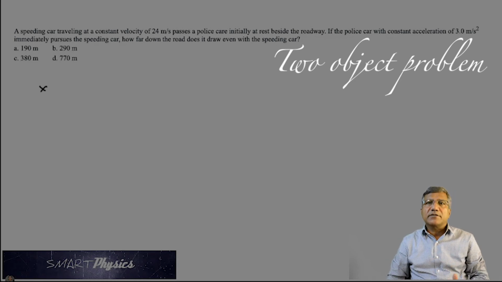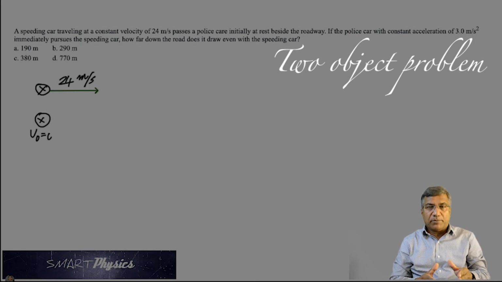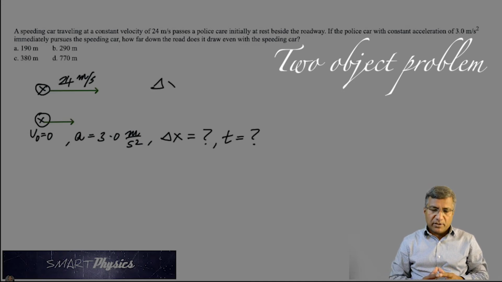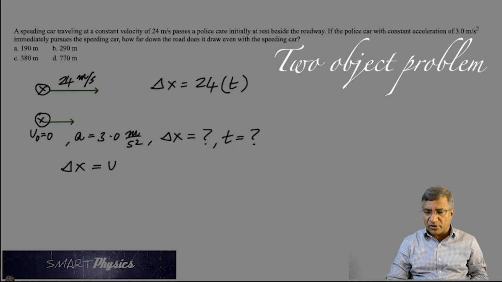So here it is. For the speeding car, 24 meters per second. For the cop, the initial velocity is 0. Acceleration is 3.0 meter per second squared. We do not know the displacement. We do not know the time. Now for the speeding car, since it's moving at constant velocity, we can use this equation. Delta x is velocity multiplied by time.